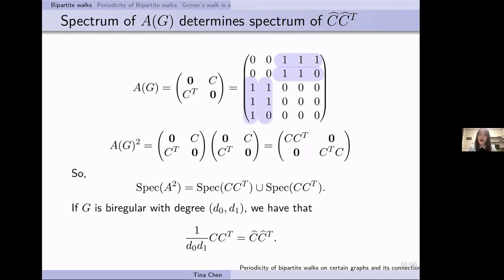Okay, and since our graph is bipartite, you know the adjacency matrix of this bipartite graph will always have this block matrix form. And just because of how we define our matrix C, you can see that the adjacency matrix of your underlying graph can be written in terms of this matrix C. And this is just an example of the bipartite graph I showed you before. So you can see that if we take the square of your adjacency matrix, the spectrum of this A squared just gives you 2 copies of the spectrum of your CC transpose. And when the graph is biregular, then this CC transpose is just a scalar multiple of your normalized CC transpose.